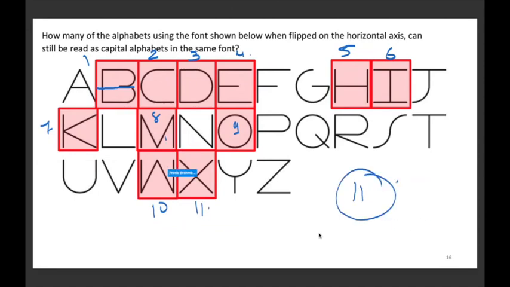M and W. If you rotate M on the horizontal axis, it will become W, and W will become M. So that's why we have to consider both.